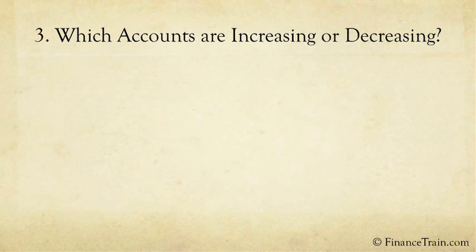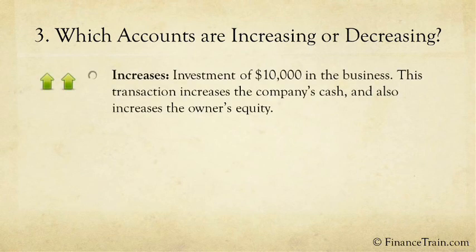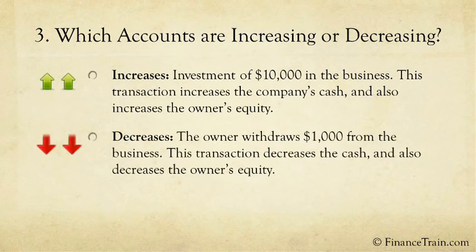The first scenario is where both the accounts affected are increasing. For example, when the owner of a business invests money in the business, the transaction increases the company's cash and also increases the owner's equity. The second scenario is where both the accounts are decreasing. For example, when the owner of the business withdraws money from the business for personal expenses, the transaction decreases the cash and also decreases the owner's equity.